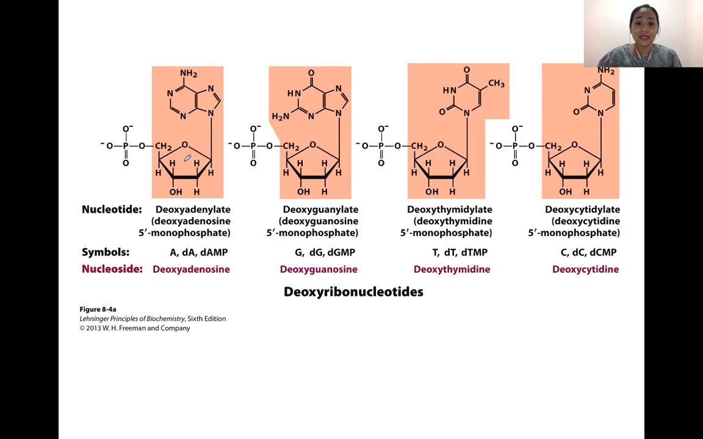The nucleotide is called deoxyguanosine 5' monophosphate. Monophosphate or di or triphosphate. Other name for the nucleotide is deoxyguanylate. Next, if thymine is present as the N base, the nucleoside is called deoxythymidine. The nucleotide is called deoxythymidine 5' monophosphate.